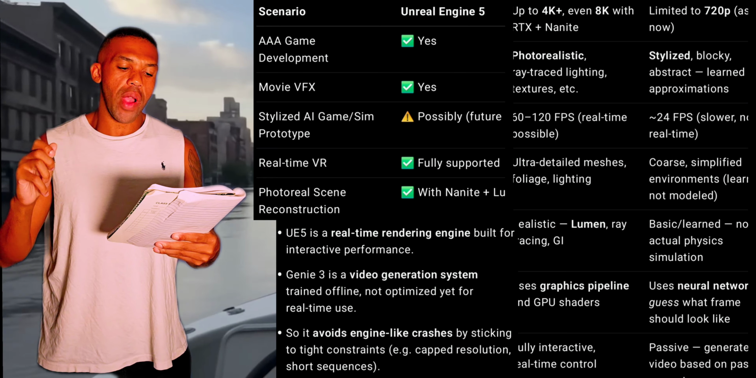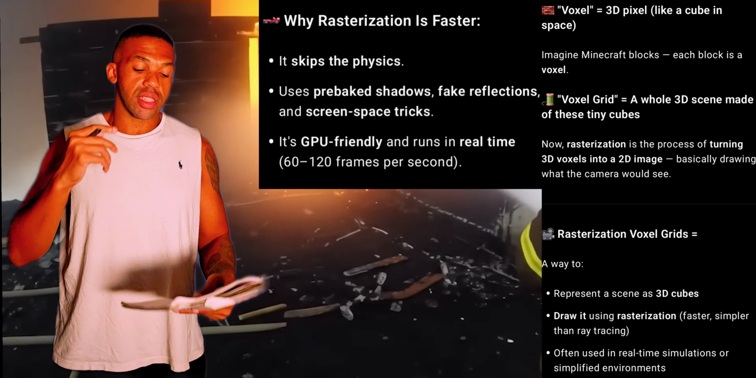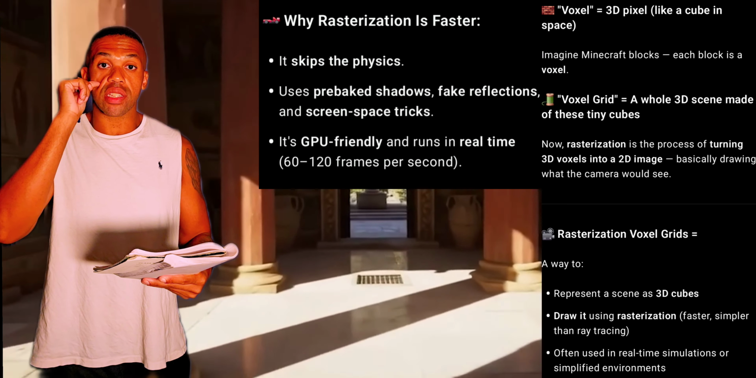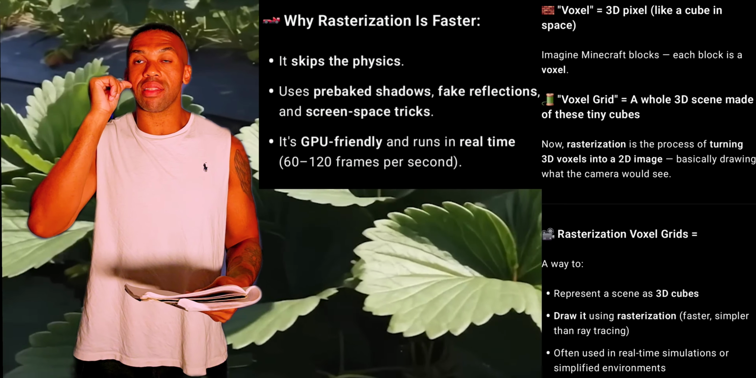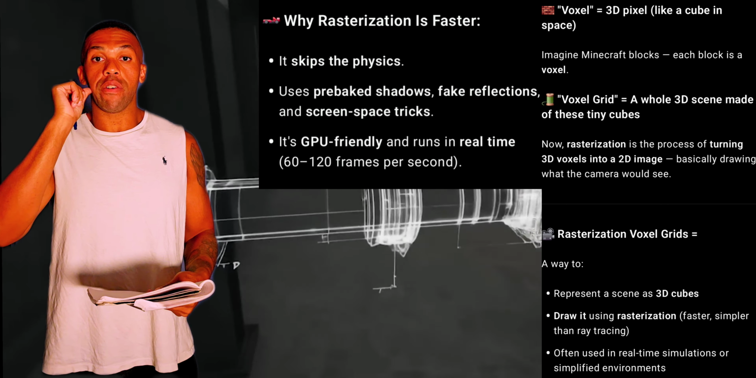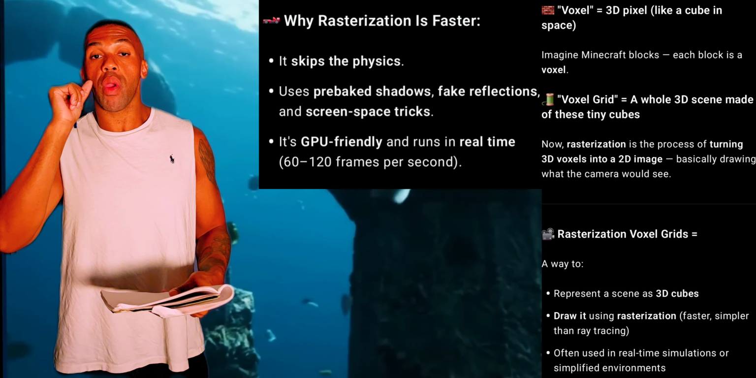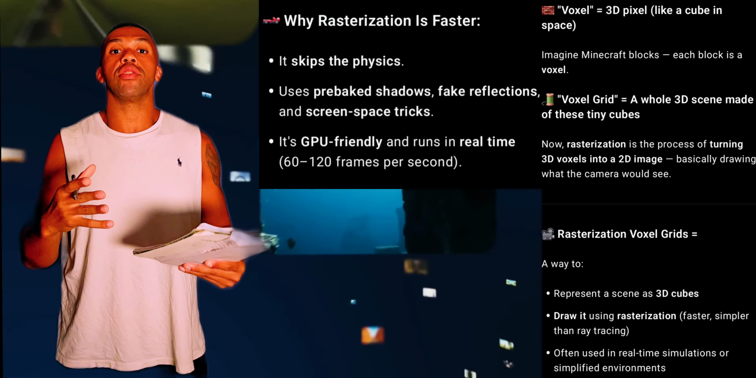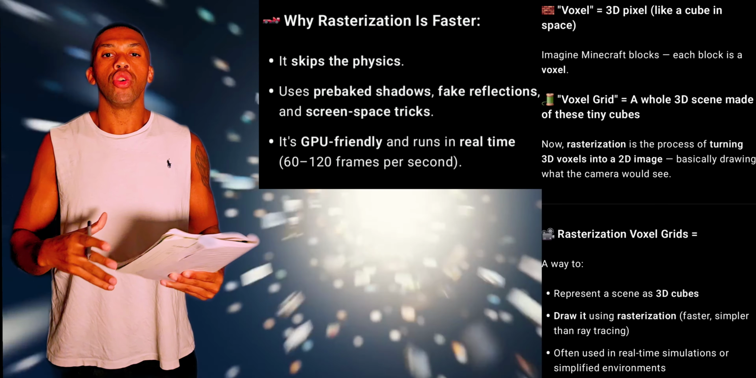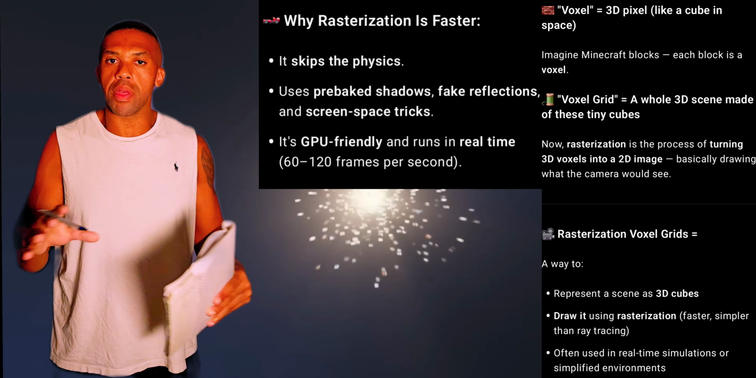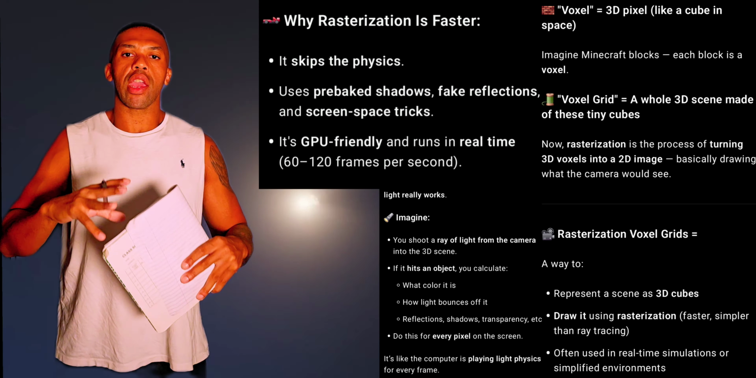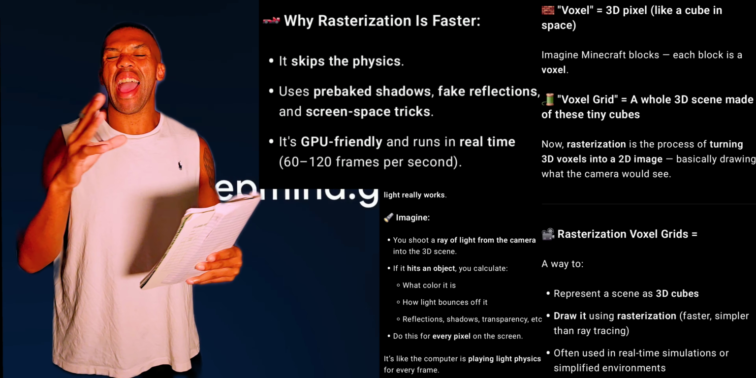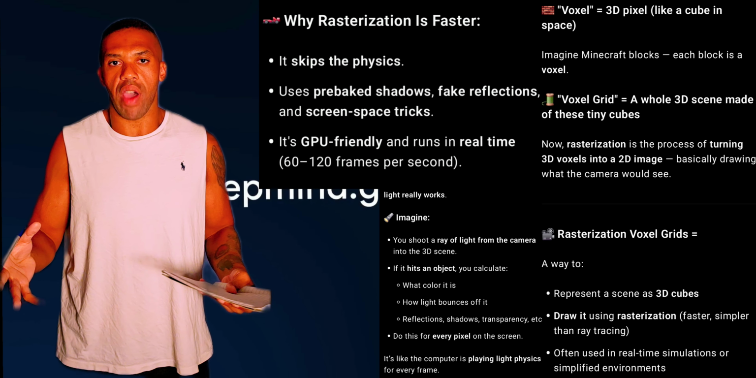Right, so a rasterized voxel grid is essentially fake light, right? It's recreating what it thinks light is based off of its data set, whereas ray tracing in Unreal Engine is using an actual physics engine to do billions of simulations in order to recreate what light would actually do in the environment, right?